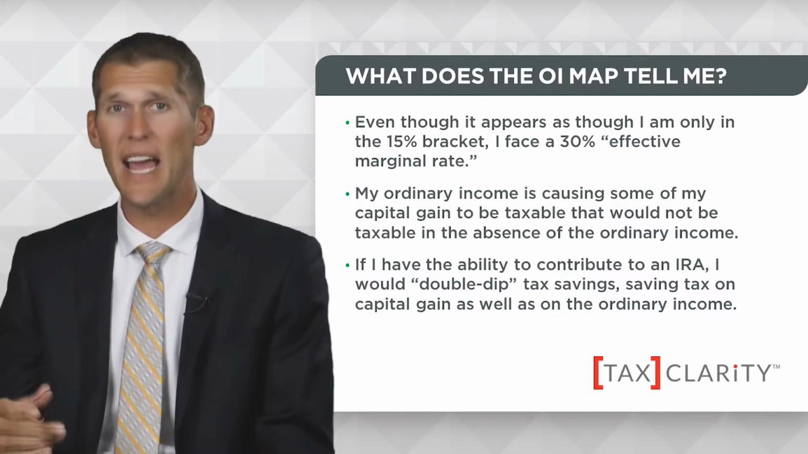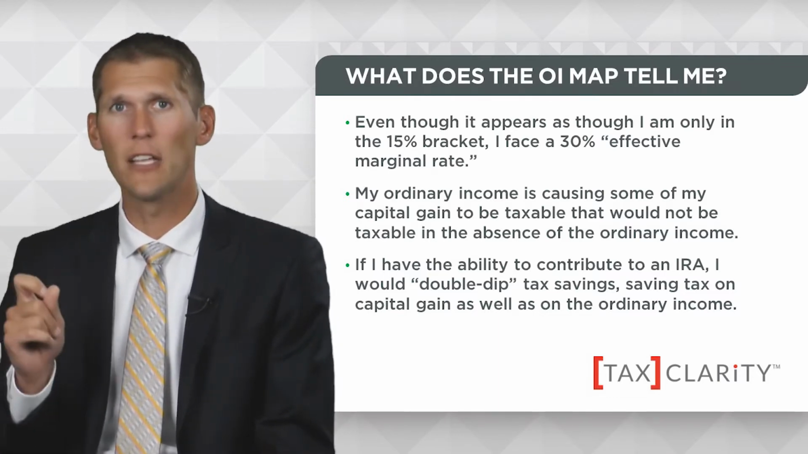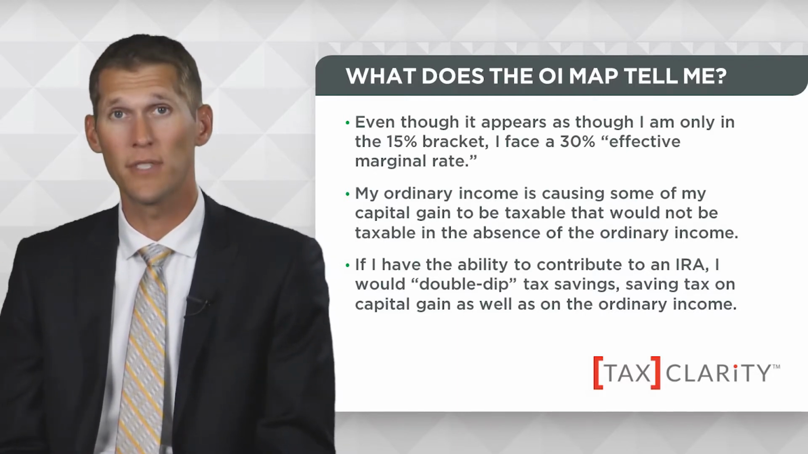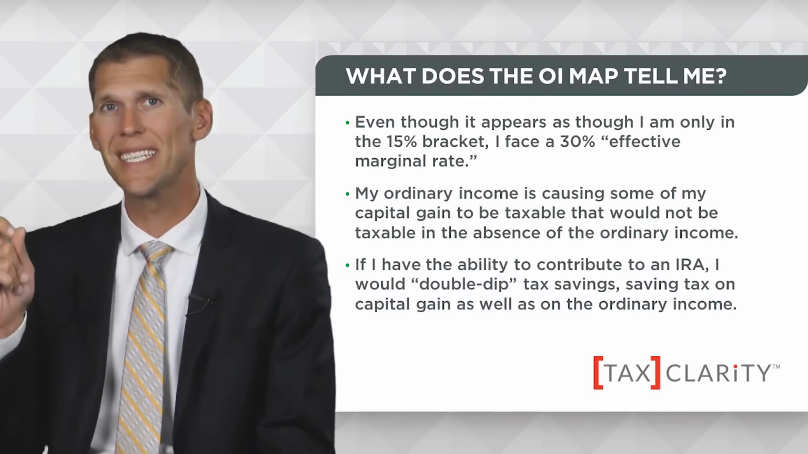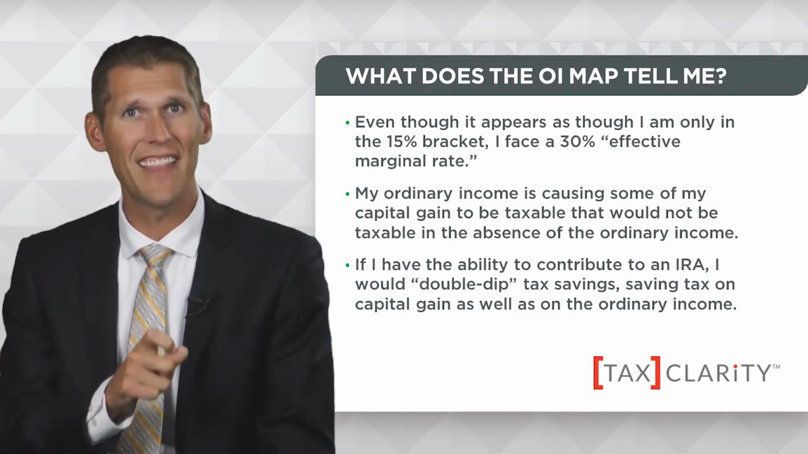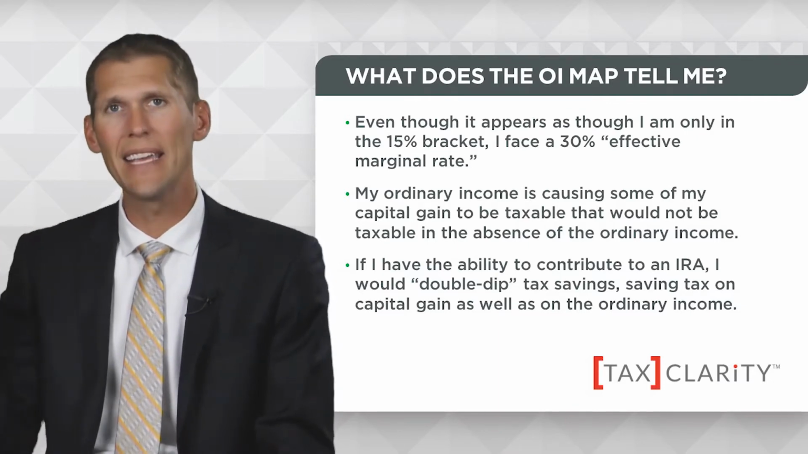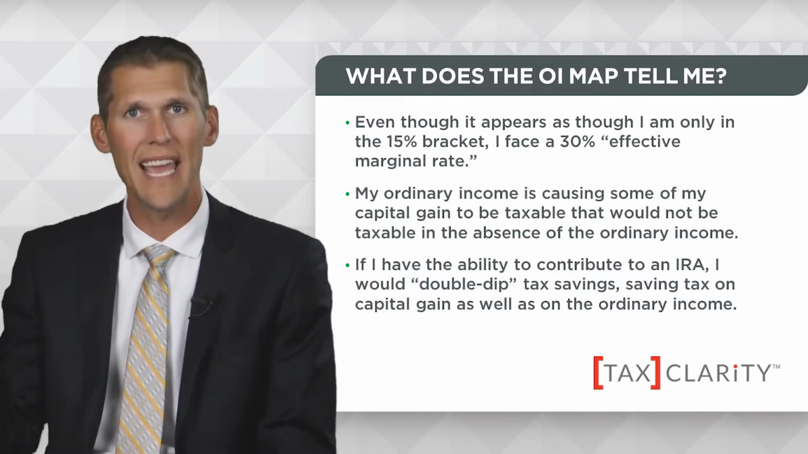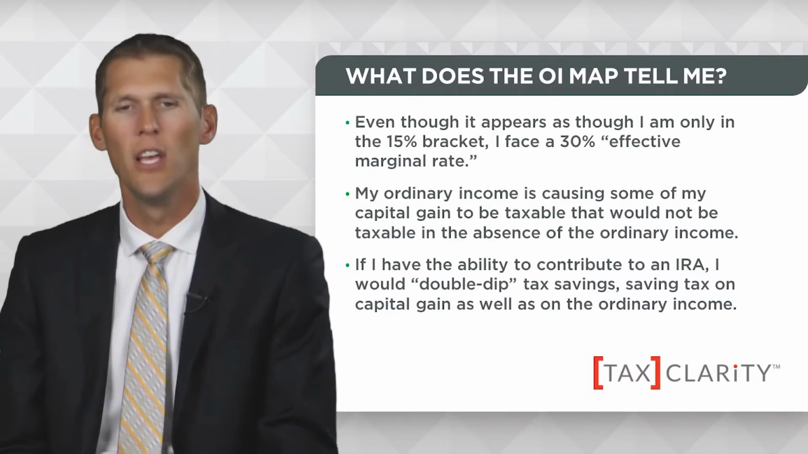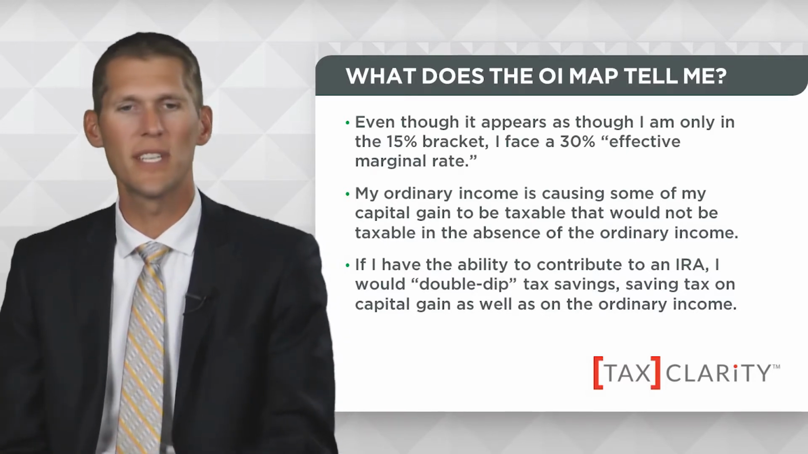Now, on the flip side of the coin, if I contribute a dollar to an IRA, I'm lowering the amount of ordinary income that shows up on the return. So I'm not just saving the dollar that goes into the IRA, I'm not just saving the tax on that dollar, I'm also dragging a dollar of capital gains that would have been taxed at 15% back down into that 0% range. So this is a real case that happened to me just this spring.